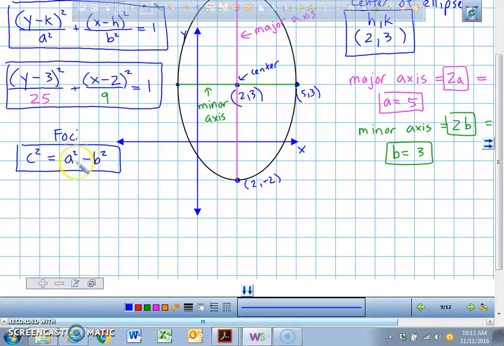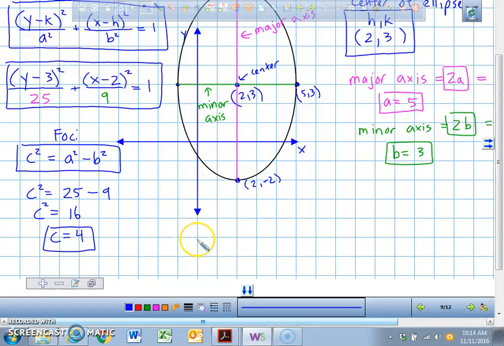So let's figure out what c is equal to. C squared is equal to a squared, and what was our a squared equal to? 25. There's our a squared. Minus, what was our b squared equal to? 9. 25 minus 9 is 16. Therefore, our c value is going to be 4. So our c value is 4.